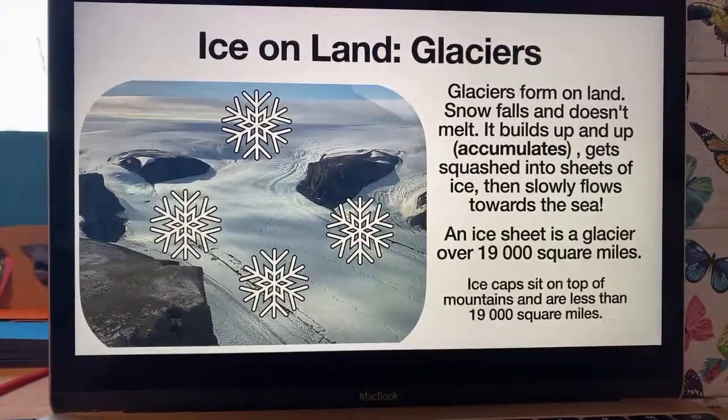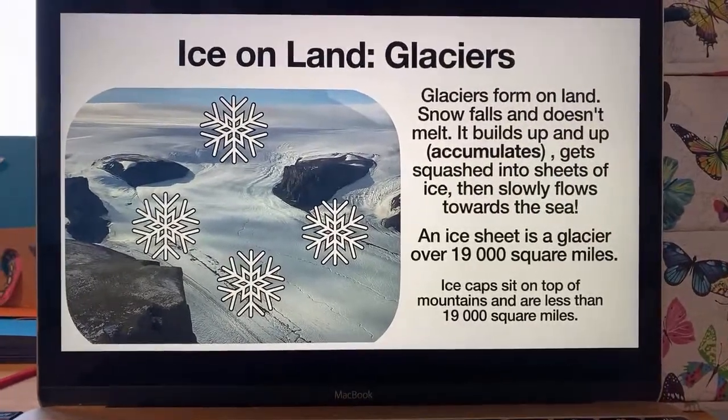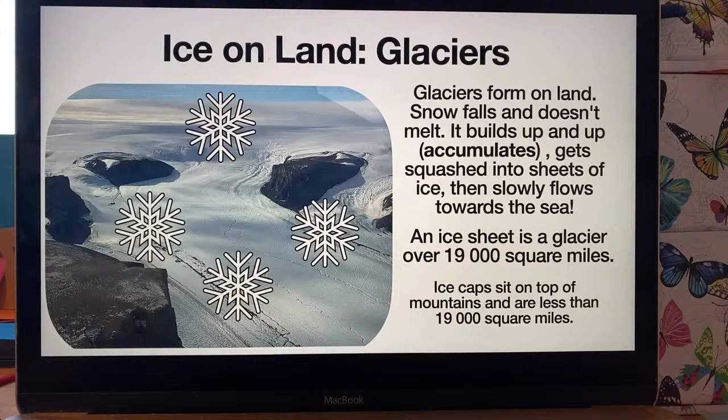The other word you might have heard of is the ice caps. You've heard of the polar ice caps melting. This is a bad thing. So they sit high up, they're kind of dome-shaped, and they're smaller.